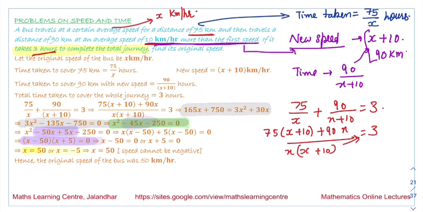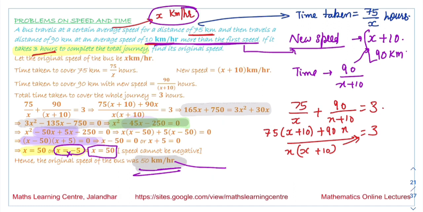So we get two values of x. One is x is equal to 50, and the second is x is equal to minus 5. Since the speed cannot be negative, we get that x is equal to 50. That is the original speed that we assumed as x. So x is equal to 50 kilometer per hour is the original speed of the bus.